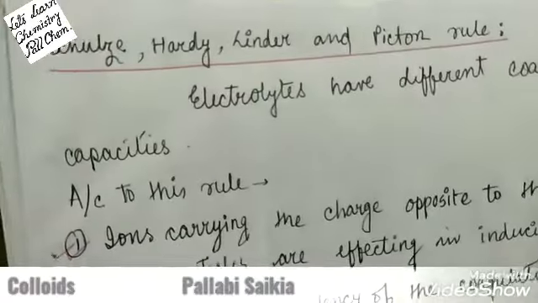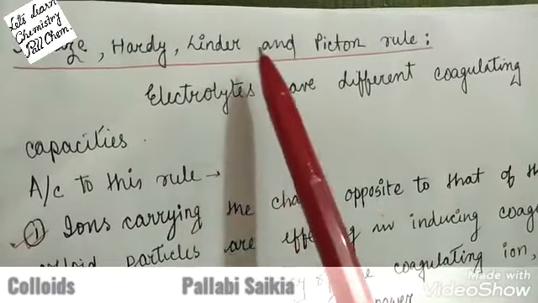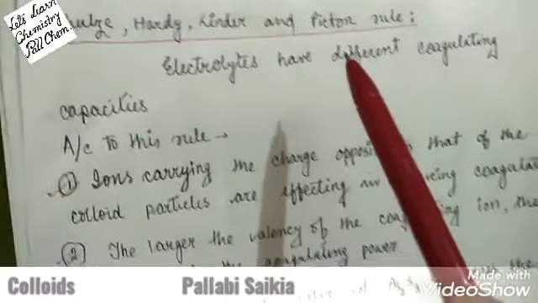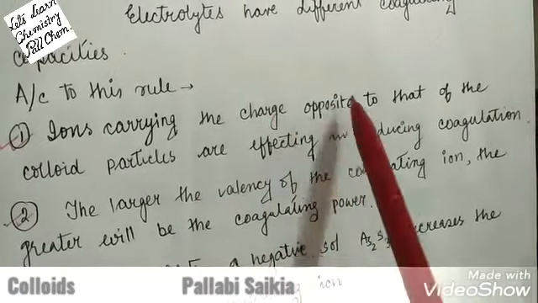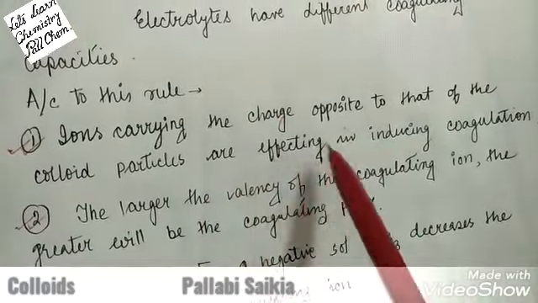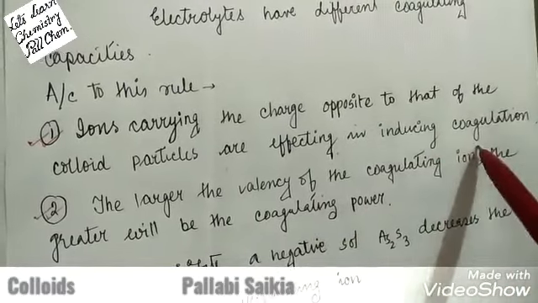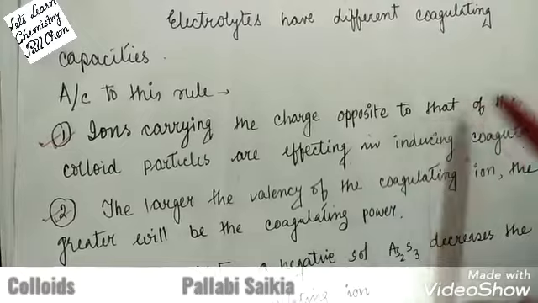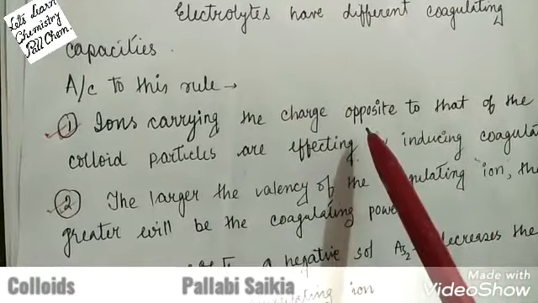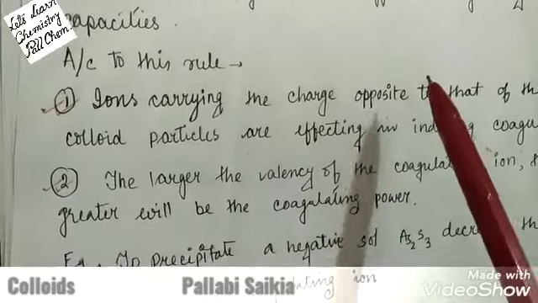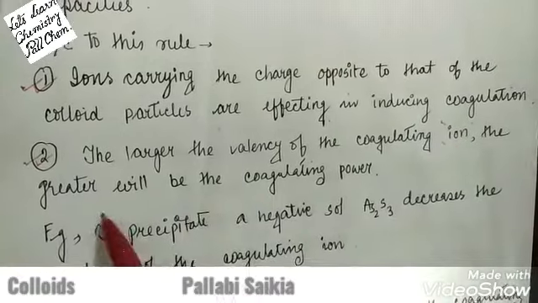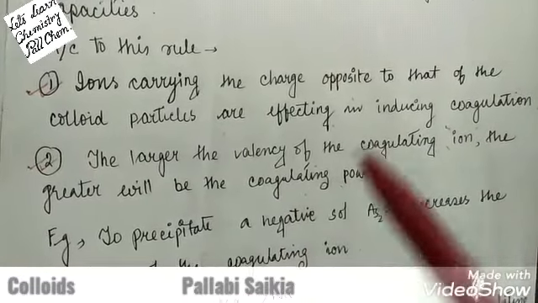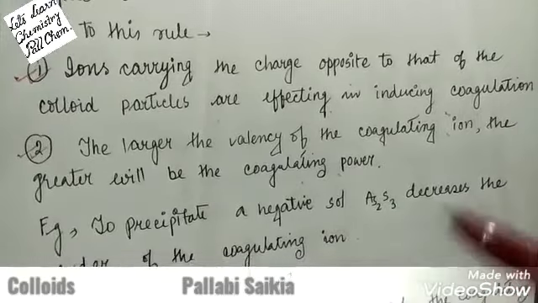Now, Schulze, Hardy, Linder and Picton formulated two rules. According to the first rule, ions carrying the charge opposite to that of the colloidal particles are effective in inducing coagulation. So for coagulation, the added electrolyte must have a charge opposite to the colloidal charge. And the second rule is the larger the valency of the coagulating ion, the greater will be the coagulating power.